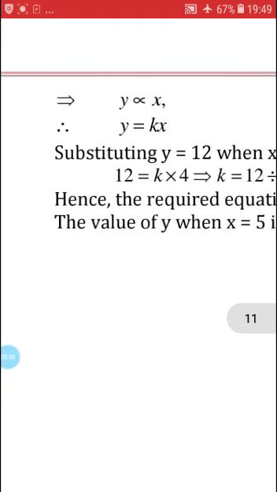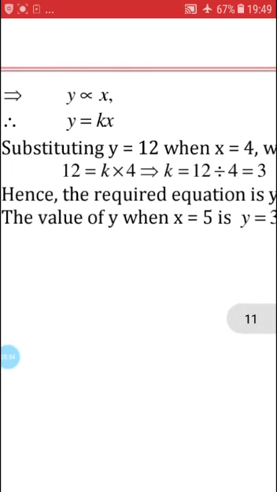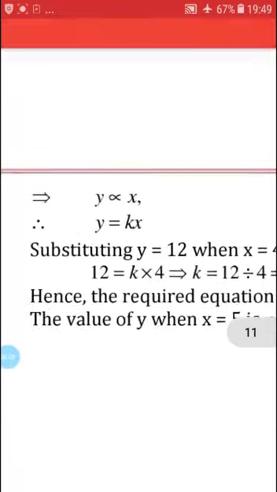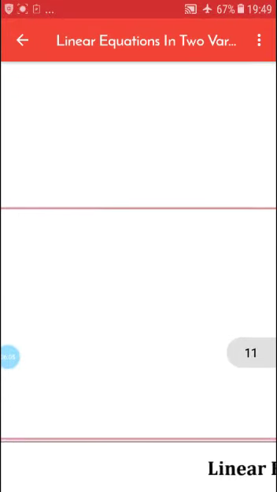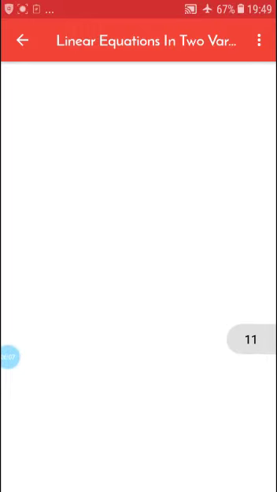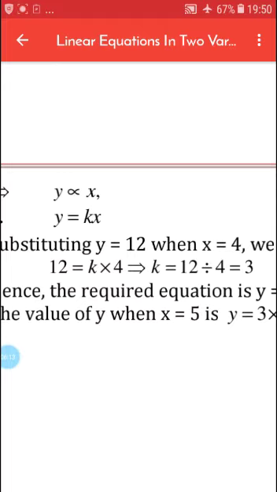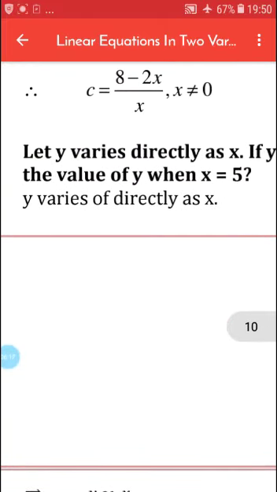So the value of y when x is equal to 5 will be how much? y is equal to 3 into 5. That is equal to how much? 15. Is that okay? Now see, here we have to see what things we have read in this chapter, and whatever questions I had given here, please try to solve by yourself also.